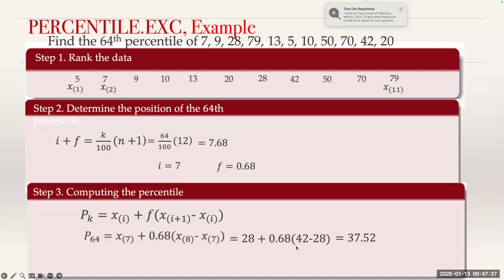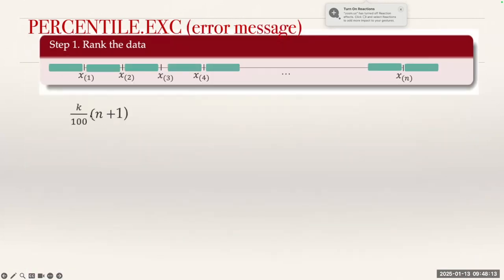There is a problem in percentile.X, and it's that sometimes it gives you an error. When does it give you this error? Because this is the formula, K over 100 times n plus 1. If the answer is less than 1, you are thinking of a number that is before the first data. Okay? So obviously you can solve for K here. You notice that K over 100 multiplied by n plus 1. So if K is lower than 100 over n plus 1, then it's going to give you an error.